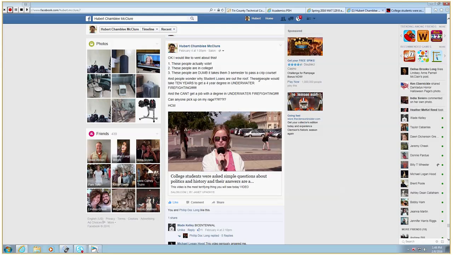Think about it. If they can't answer these simple questions, how long does it take them to get a 4-year degree? Longer than 4 years. Yep. So these people would take 10 years to get a 4-year degree in underwater firefighting. And they can't get a job with a degree in underwater firefighting, so they can't pay off their college debt.